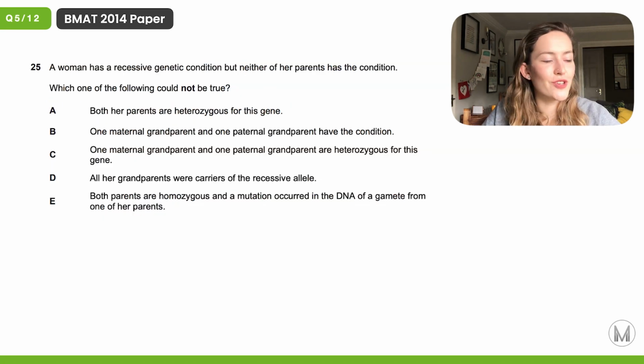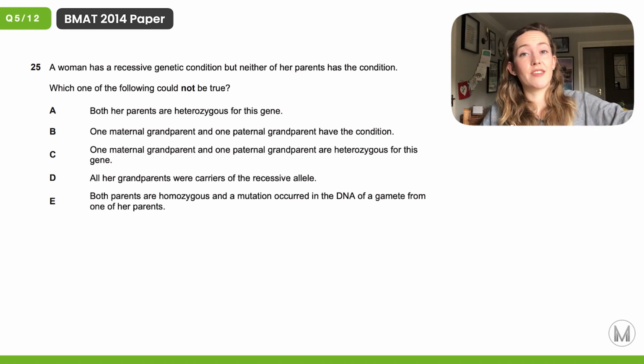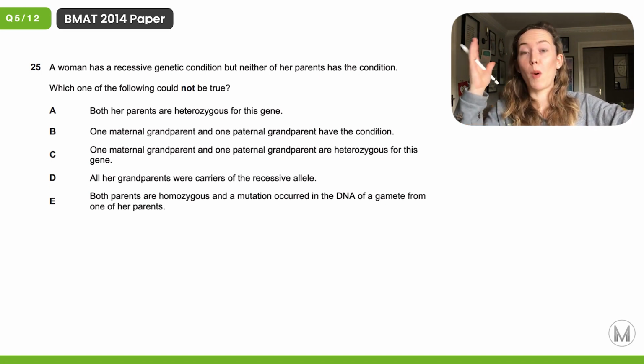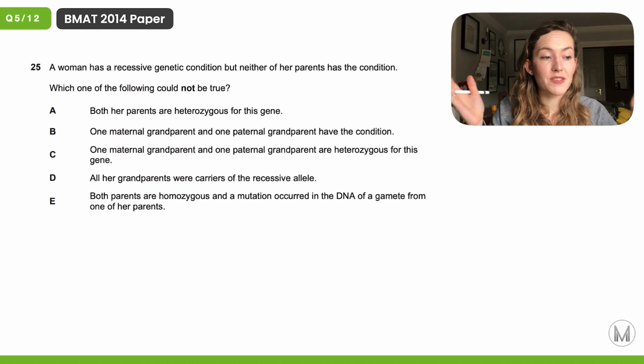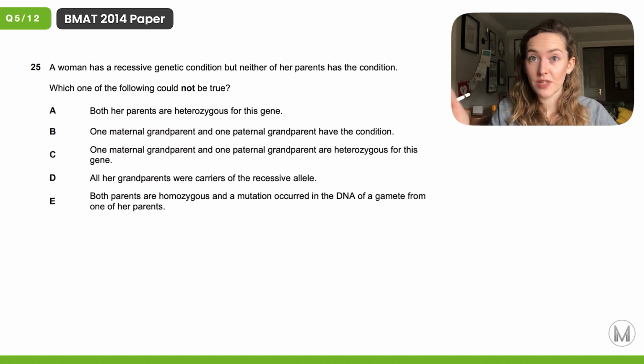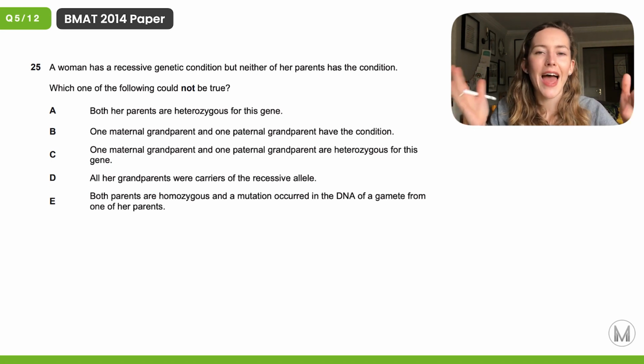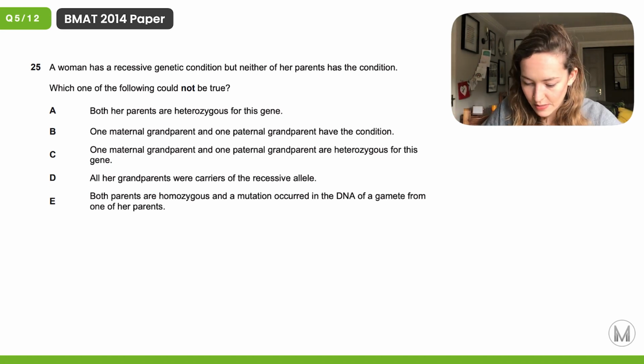So, a question from the 2014 paper. This woman has a recessive genetic condition, but neither of her parents have the condition, so it suggests that they have to be carriers. If we look at statement 1, both her parents are heterozygous for this gene. Well, she must have received one recessive allele from one parent and one from the other. So they both must have been heterozygous because they don't have the condition, but they must have had a recessive gene for this to pass down. So that statement is correct.